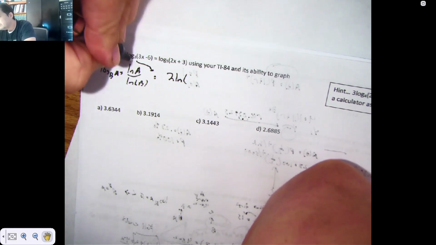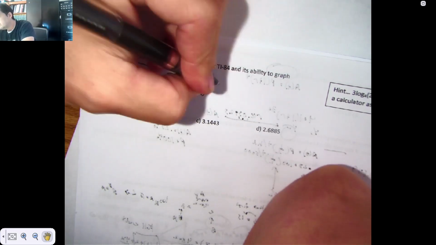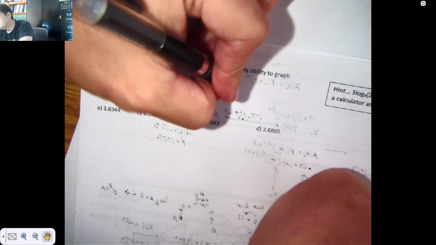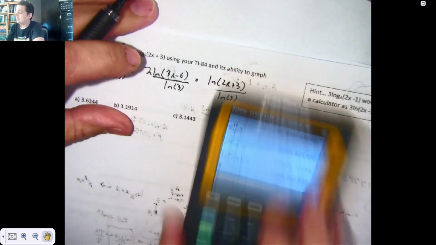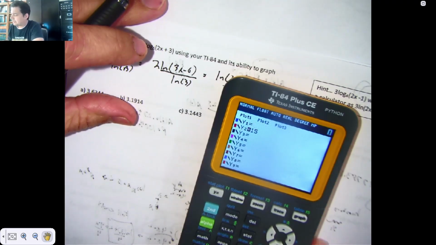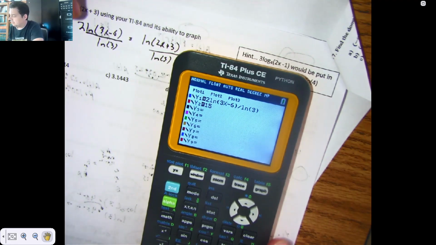Here's the big part. This is b, this is a. 3x minus 6 over natural log of 3. Equal, because there's an equal. This guy becomes ln of (2x + 3) over ln 5. And that is something I can type in. You don't even have to worry about wrapping. You just get to type it. 2 ln(3x - 6) over ln 3. There's your y1. y2, ln(2x + 3) over ln 5.